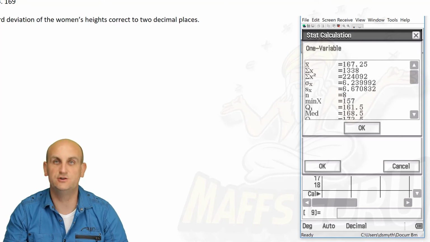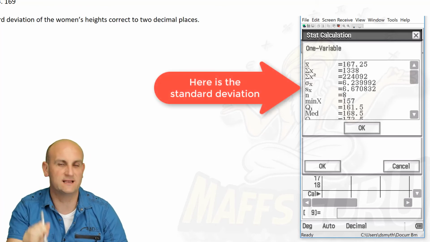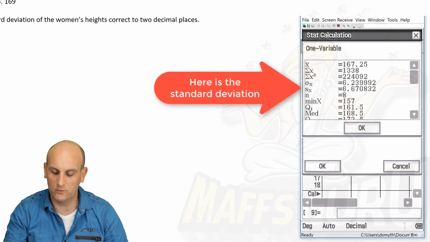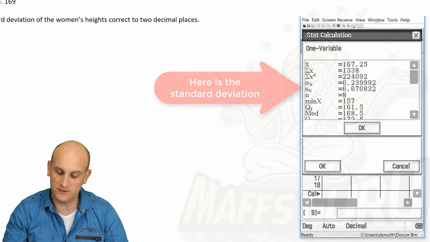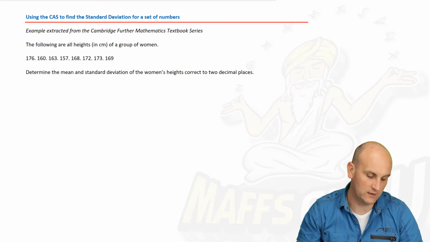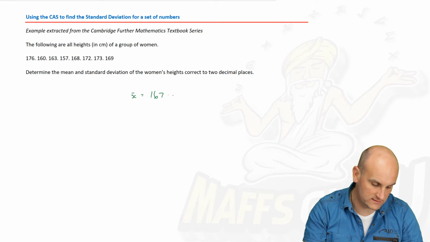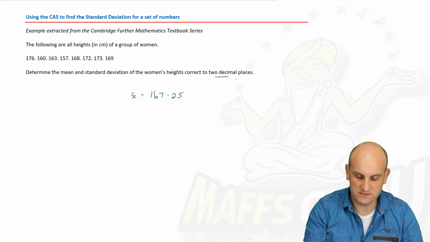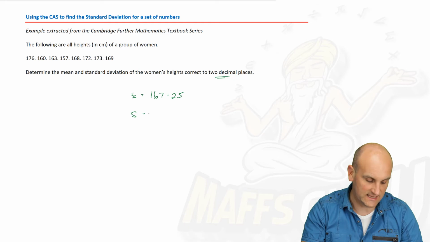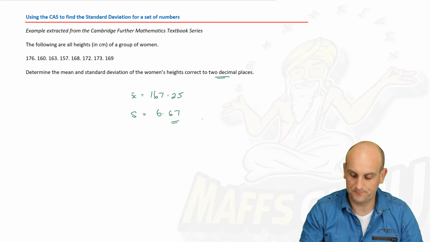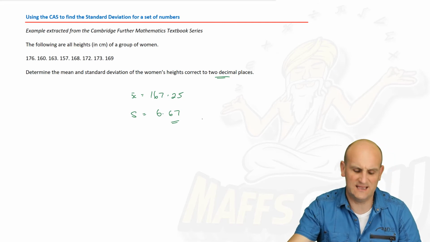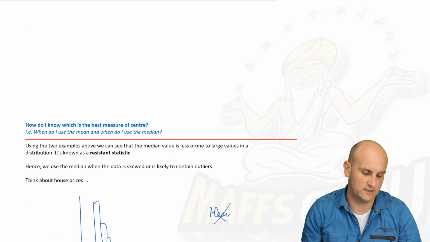Where is my standard deviation? What did my formula start with? It started with the S. And so what we see, well, yes, we can see an S with a little subscript X. Don't worry about that. The red arrow is now also showing you our standard deviation. So clearing that so I can write on my screen, we would therefore write that the mean was equal to 167.25. Now that's fine because the question says to 2 decimal places, and my standard deviation is given as 6.67.